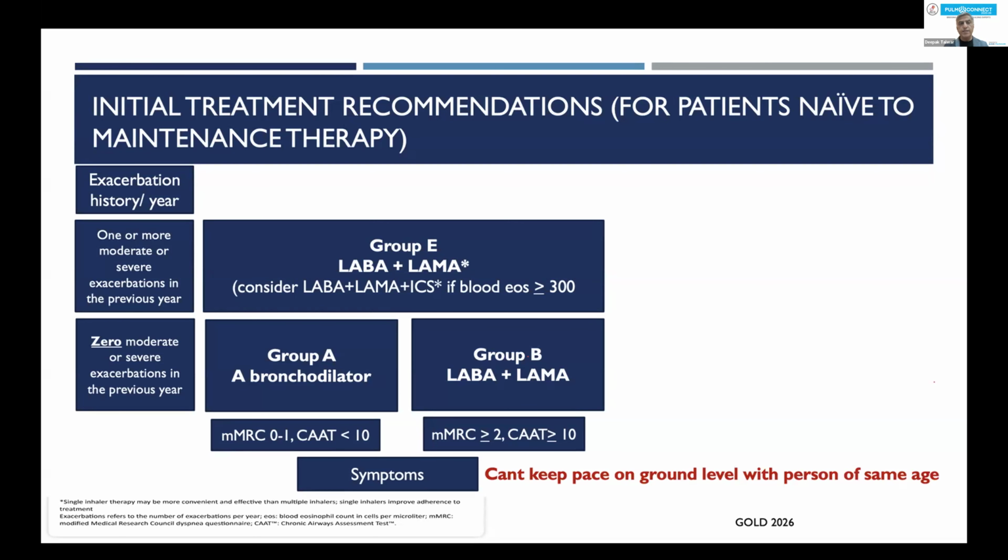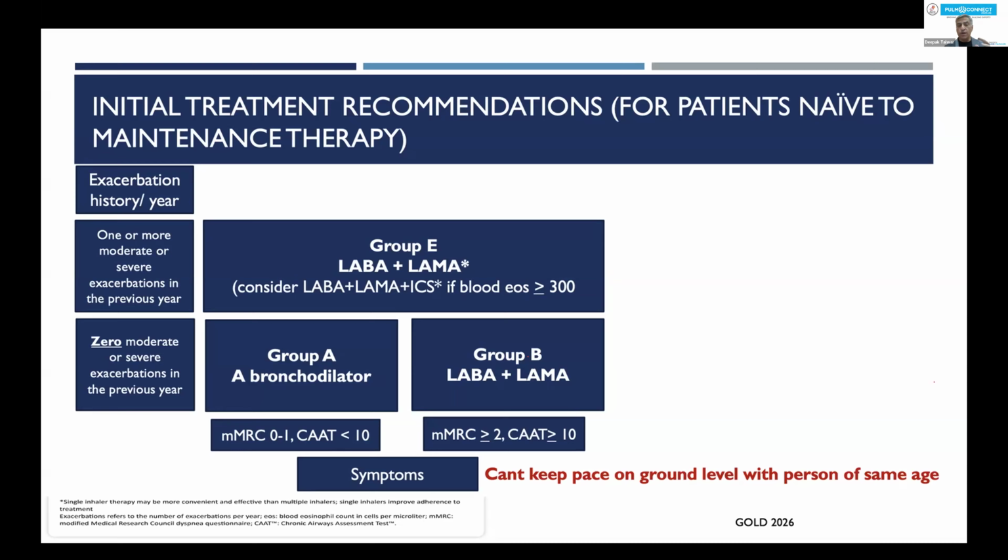The second vertical is exacerbations. And here there is a very important change which has come in 2026. Even one moderate to severe exacerbation reported in the last 1 year immediately takes this patient to group E. So any moderate to severe exacerbation is pushing them into a different category, which is called group E, or the exacerbator group, whichever way you want to remember.